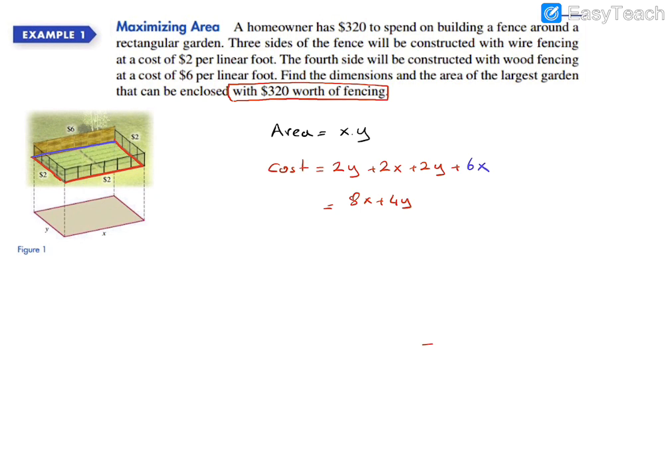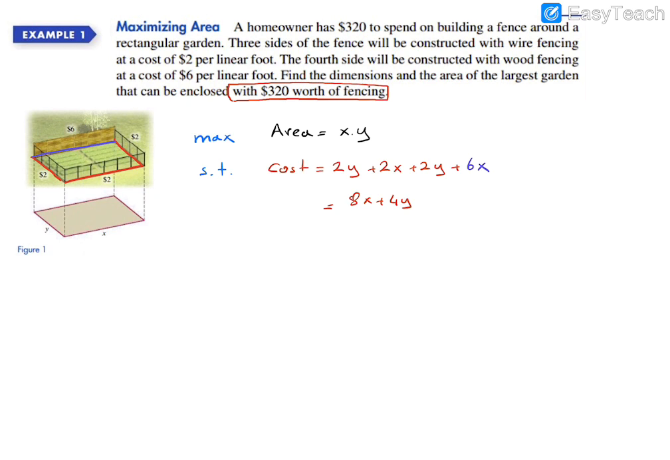It is stated in the problem that the homeowner has $320 to spend on the fencing. So we assume that enclosing the largest area will use all the money available for the fencing. The problem has now been reduced to a one-variable case. Actually, our problem is to maximize the area subject to this constraint.